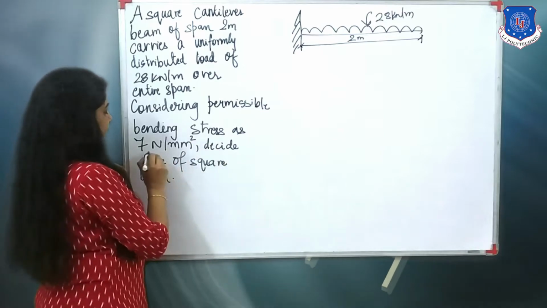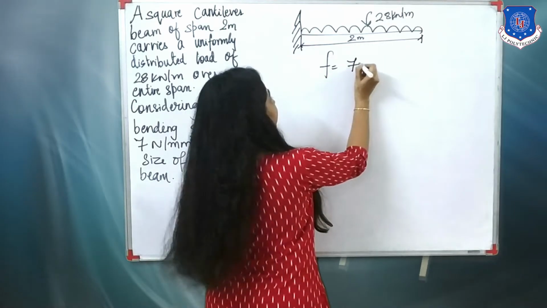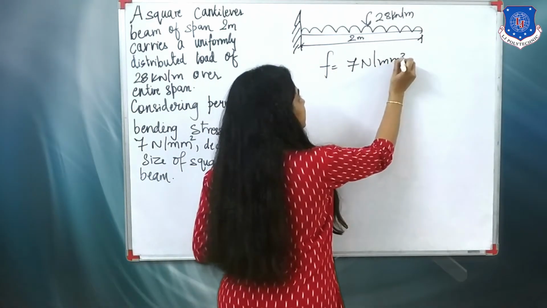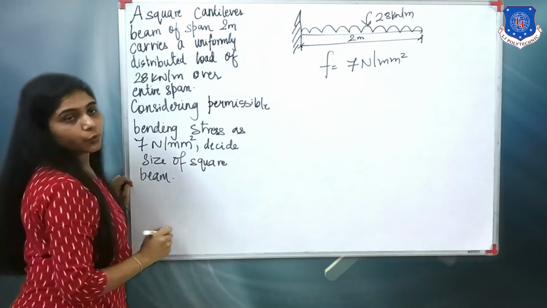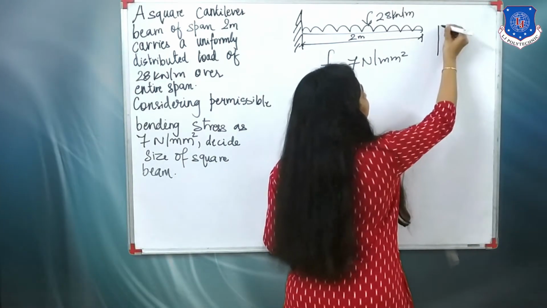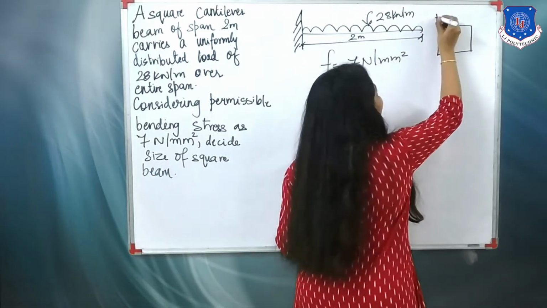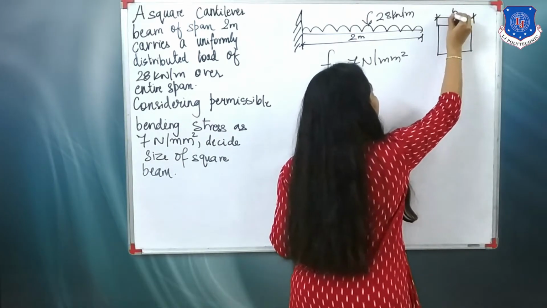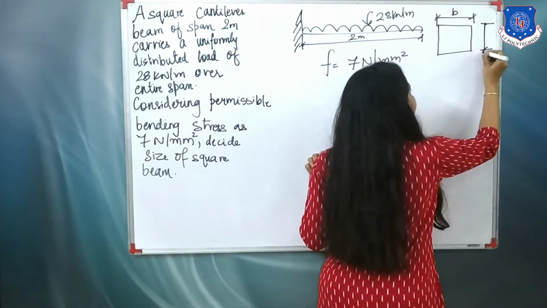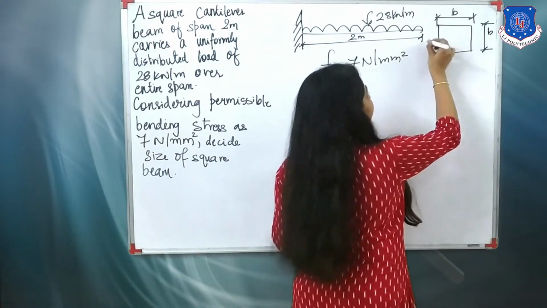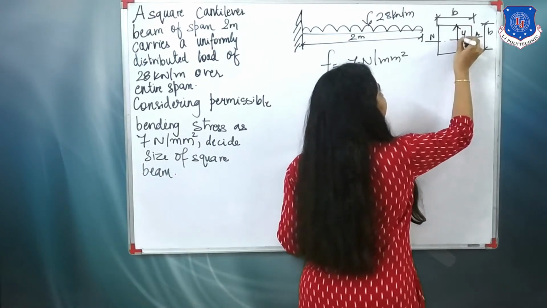Permissible stress is 7 Newton per mm square. It means my F is 7 Newton per mm square. With 7 Newton per mm square, decide the size of a square beam. Usually we have a rectangular beam, but for this sum we have a square beam of which the dimension we have to find out. So over here I will suppose it as B. And because it is a square section, its depth will also be B. If I divide it equally, the NA will come in the middle, so this will be my Y.